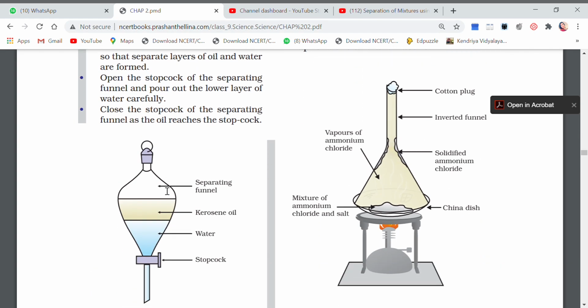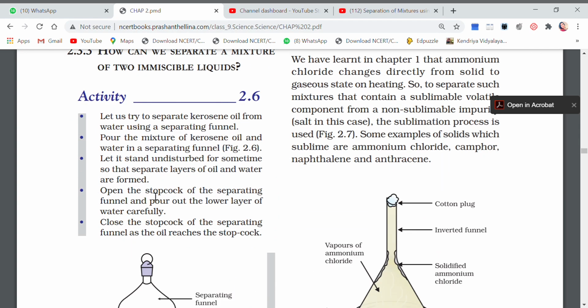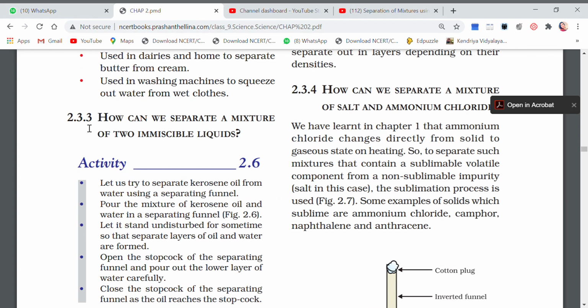So I cannot separate them through a separating funnel. Okay, so children, this is your next question. First question I told you, define immiscible liquids. I also told you the answer. Now the second question is, how can we separate a mixture of two immiscible liquids?